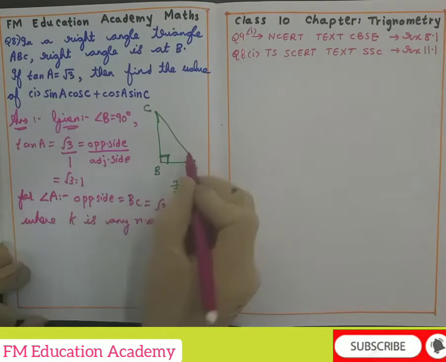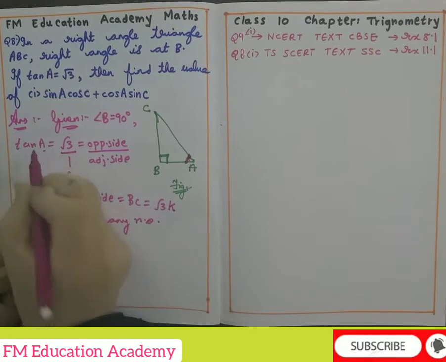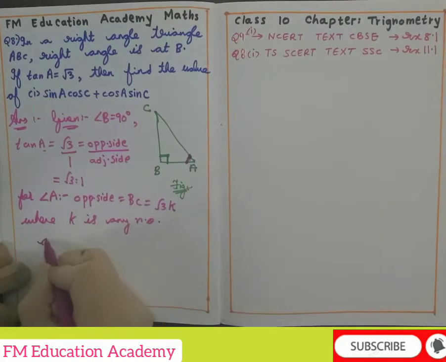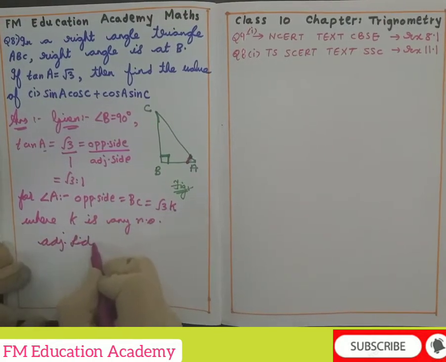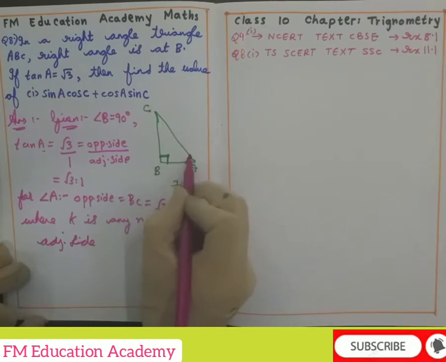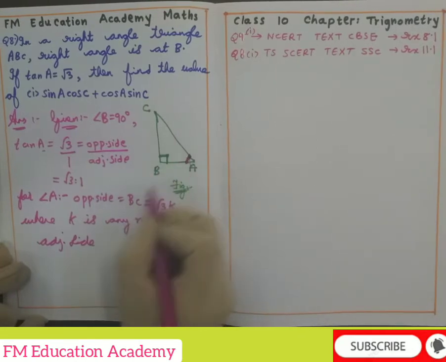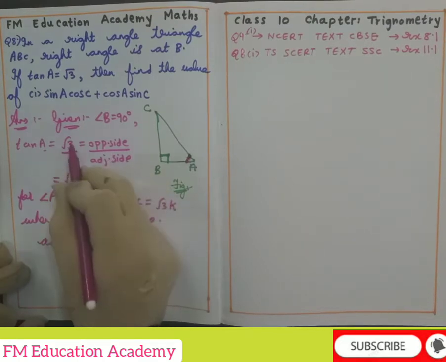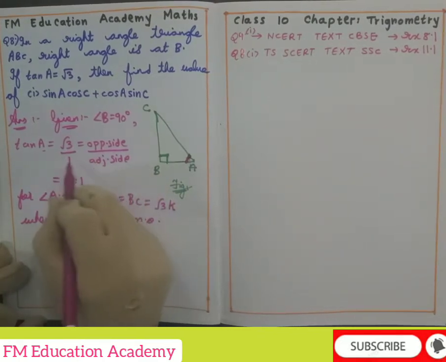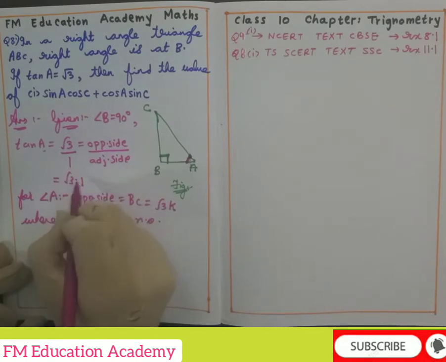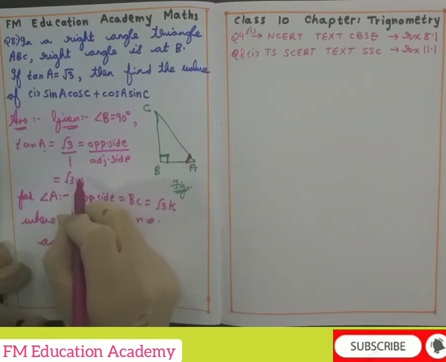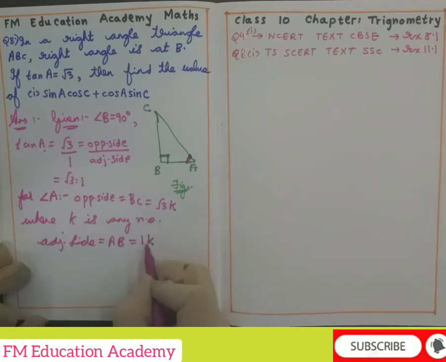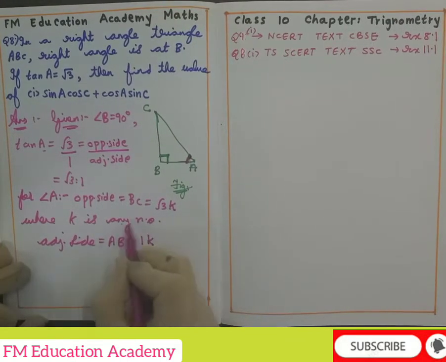Similarly, for angle A only, because we have to find out tan A, right? So for angle A only, what is my adjacent side? Adjacent side means the side which is attached to the angle A. So the side which is attached to the angle A and which is also the base of the triangle is AB. So adjacent side AB is equal to, if we compare the ratio, opposite side by adjacent side is root 3 is to 1. So the adjacent side and 1 are the same. So here also, from root 3 is to 1, I am taking out 1 into k, that is equal to 1k, where k is any number. So this is how we take out the sides.